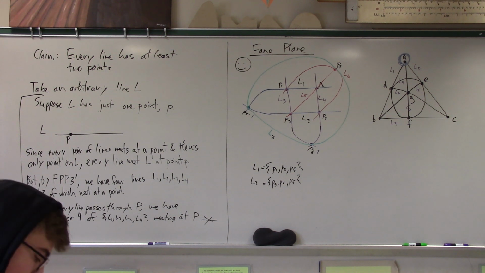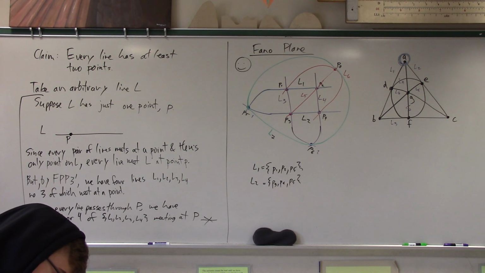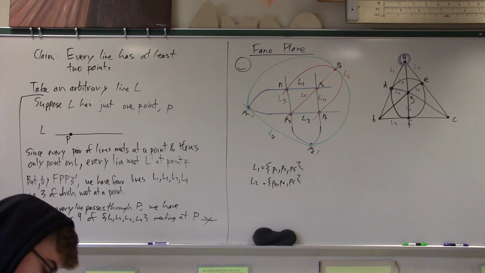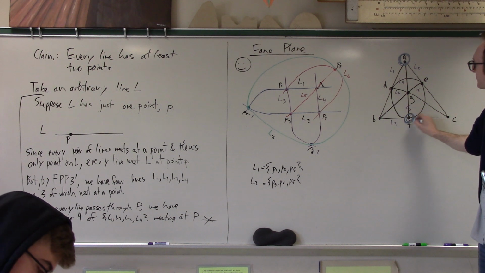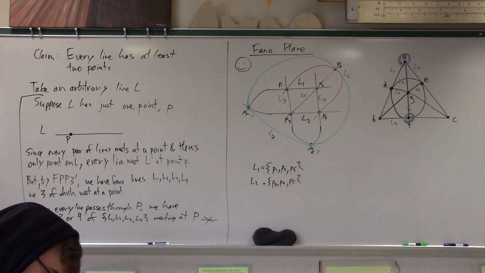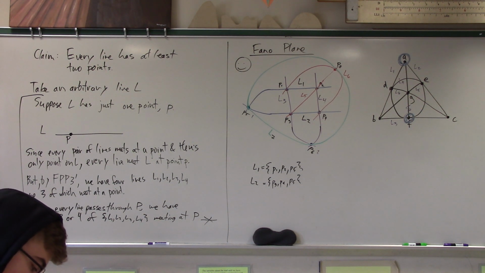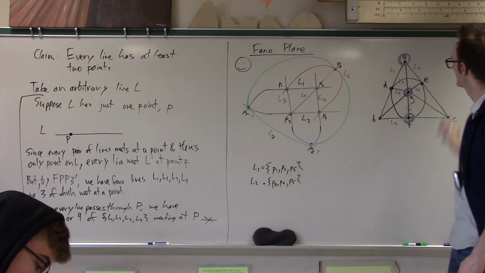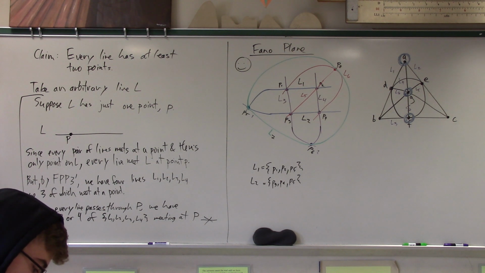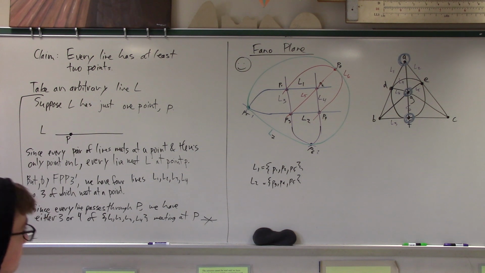L3 and L4 are also quote-unquote parallel, but meet at their point at infinity, which is F. Yeah, this is right. And L5 and L6 are quote-unquote parallel, but meet at their point at infinity, which is G. And thus, the line L7 is like the line through infinity. It's like a lot going on here.